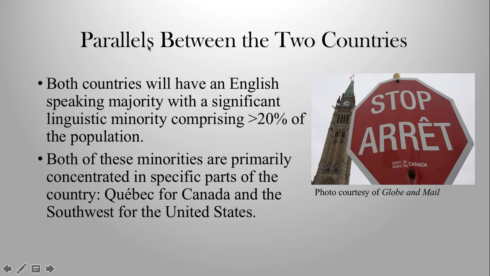Time for parallels between the two countries. Both countries will have an English-speaking majority with a significant linguistic minority comprising more than 20% of the population. That's according to the studies we cited earlier. And furthermore, both of these minorities are primarily concentrated in specific parts of the country, Quebec for Canada and the Southwest for the United States.